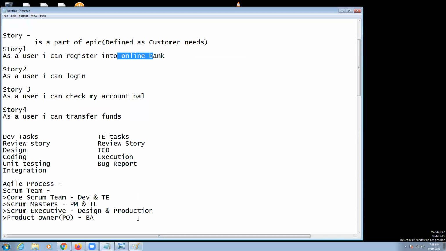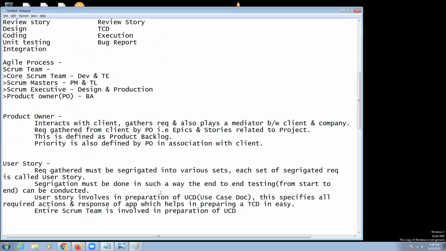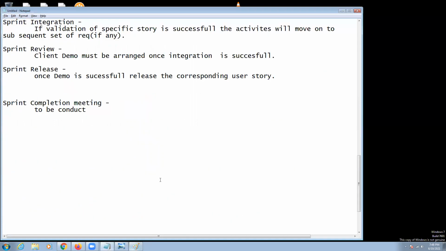Again, forgot. Something is happening today for me. I was talking about something. The sprint completion meeting is to be conducted, and the entire team is involved over here, the entire Scrum team.